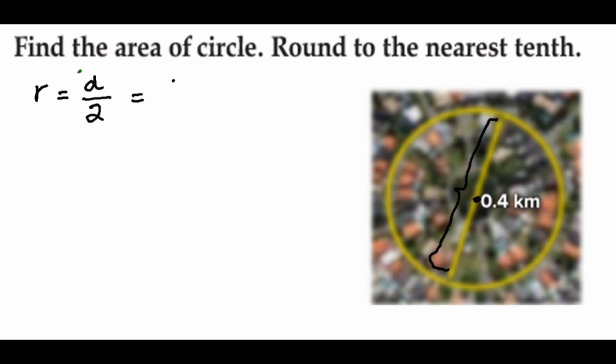What is the diameter? 0.4 kilometers. I'm not writing the units here, we can write the units at the end. Divided by 2, 0.4 divided by 2 is 0.2 kilometers. So that is the radius of the circle. Now using the formula, and like in other questions, we always start with the formula. So the formula is A is equal to pi r squared.